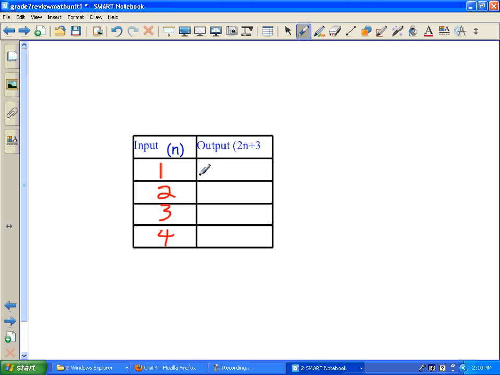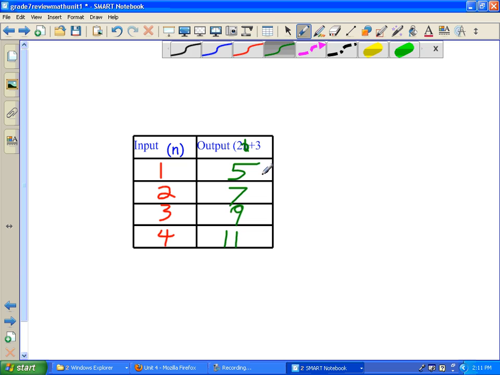So let's look at this one. We're going to put 1 in for n. So let's put n right there. Put our 1 in. 2 times 1 is 2, plus 3 more is 5. Now let's put 2 in. 2 times 2 is 4, plus 3 more is 7. Put 3 in. 2 times 3 is 6, plus 3 more is 9. And put 4 in there. 2 times 4 is 8, plus 3 more is 11.